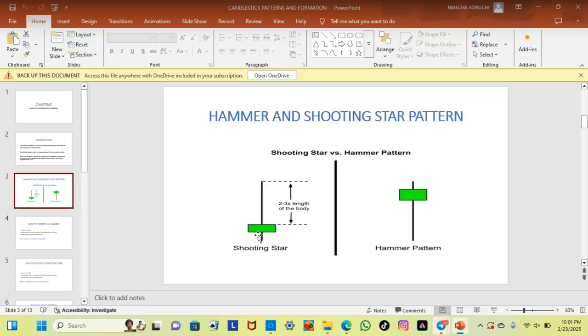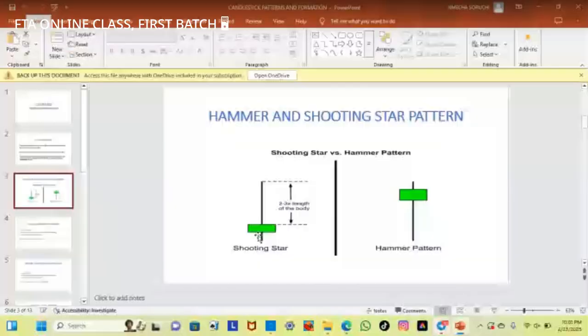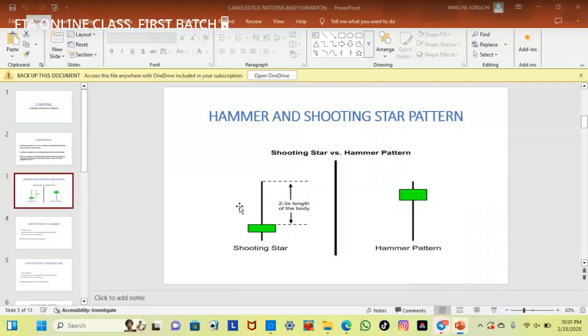It appears after a bullish trend. So whenever you see that the market is on an uptrend and you now see that the market formed a shooting star, a candlestick pattern looking exactly like what you can see, or sometimes it may not be exactly like this. Sometimes it may not have a lower wick, it may not have a small lower wick.